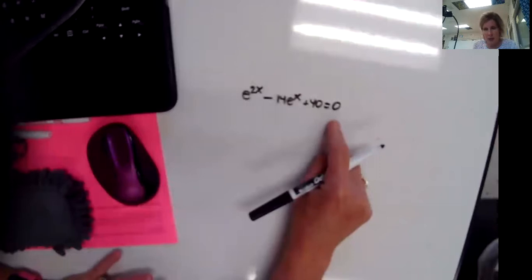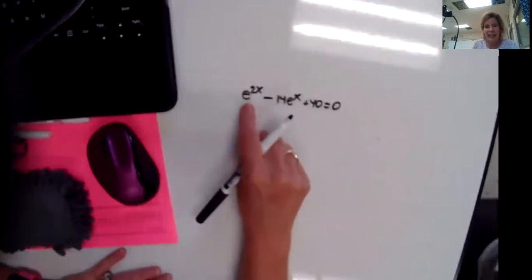The first thing I want to mention is that you don't have to check for extraneous solutions, because an exponential accepts any input value: positive, negative, weird, irrational, rational, nice and neat. So I won't have to check for extraneous solutions.